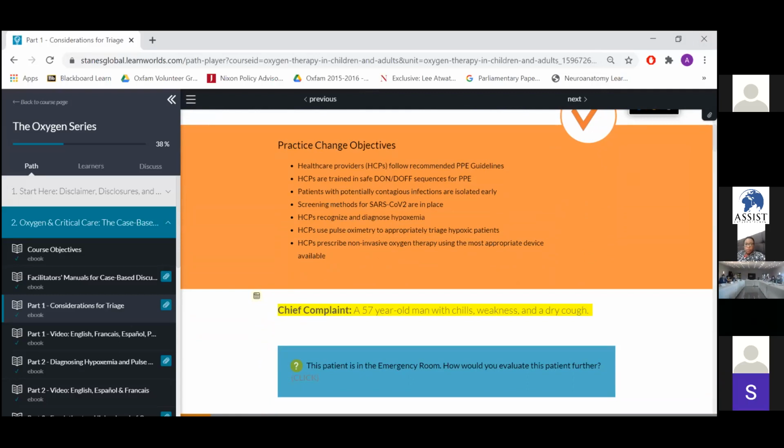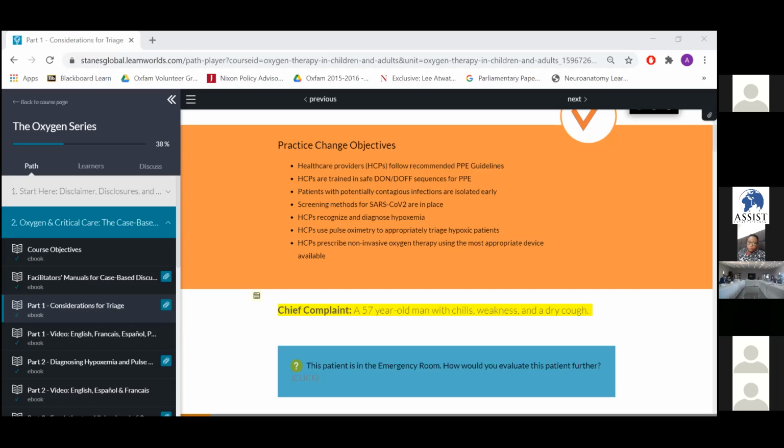Healthcare providers should be trained in safe donning and doffing, as we're going to go through today and the next day. Patients with potentially contagious infections are isolated early so that we avoid dissemination of the infection to other non-infected patients and healthcare providers. The screening methods for SARS-CoV-2 are in place. We're going to see it as we go through the session.